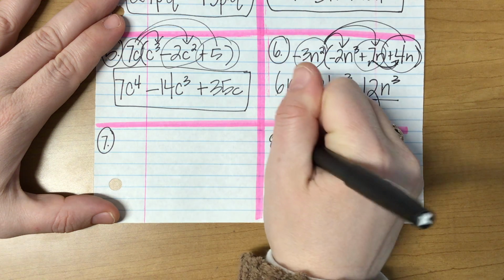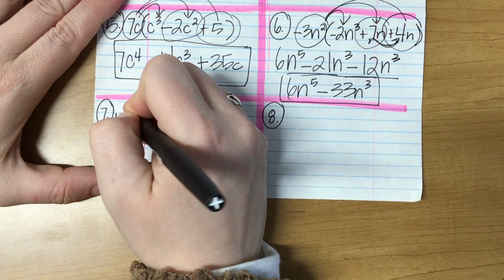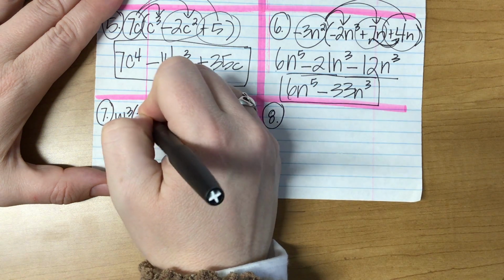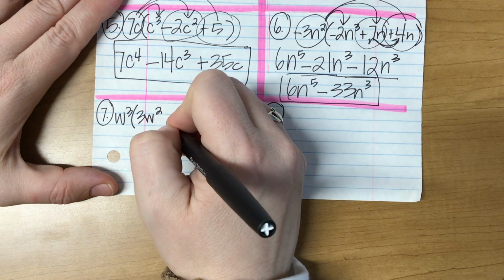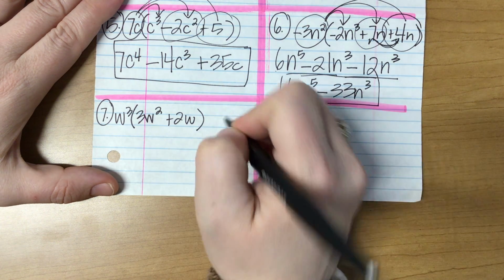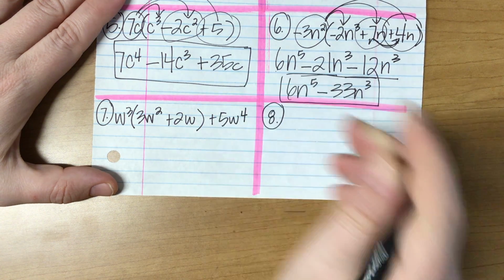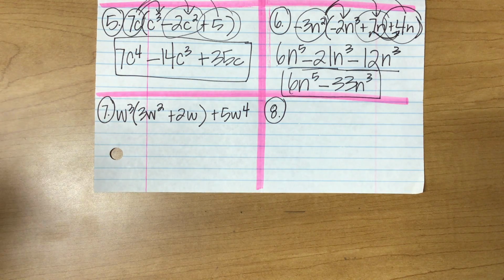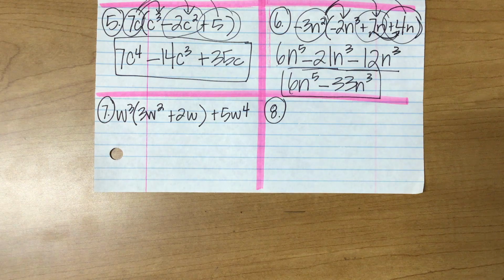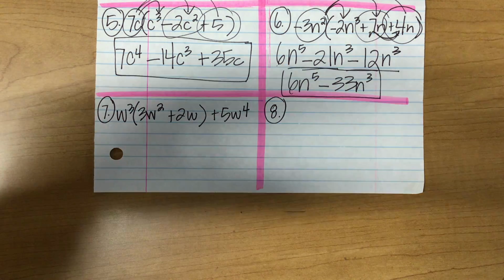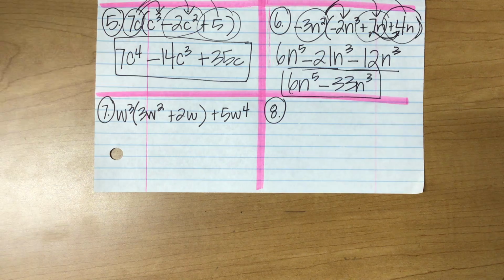All right, here's 7 and 8. W to the 3rd times 3w squared plus 2w plus 5w to the 4th. So it could be a monomial times a binomial plus a monomial. So maybe we're going to start combining skills. You treat it like order of operations. Always do parentheses first, exponents, multiply, divide, then add, subtract.